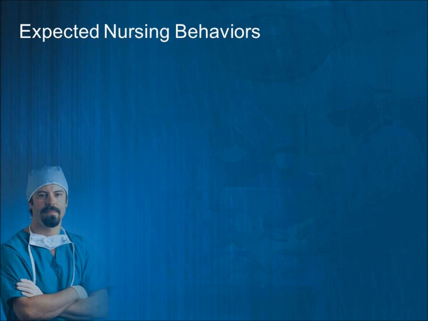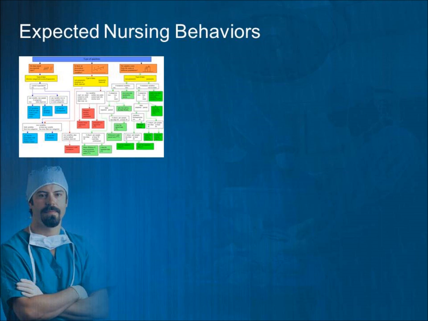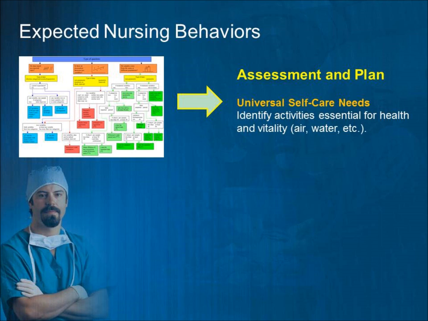Expected nursing behaviors. Following the decision tree models based on Orem's theory for a comprehensive assessment and planning process, several self-care models are covered. Universal self-care needs covers identification of activities essential for health, such as intake of air, water, food, elimination processes, balancing activity and rest, in addition to solitude and socialization. It is also important to assess for threats to well-being and for advancement of human functioning.